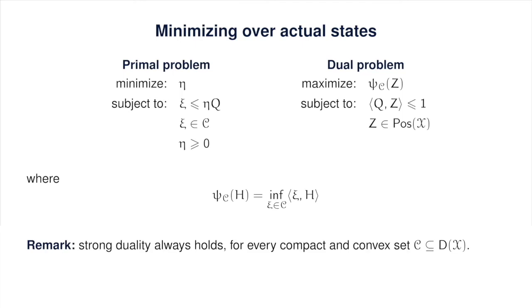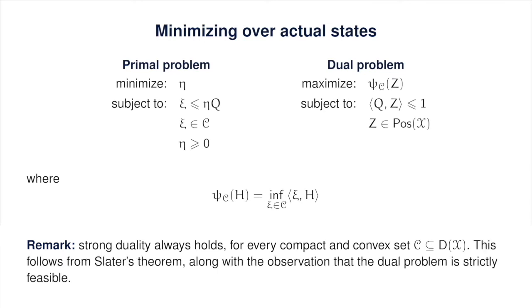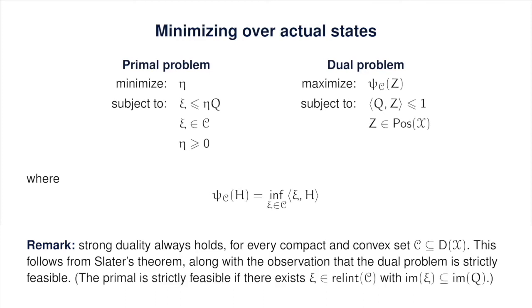Strong duality always holds for this conic program for every possible choice of a compact and convex set C. That follows from Slater's theorem, along with the observation that the dual is always strictly feasible. Now I should stress that the right way to verify this is not to look at the simplified statement of the dual problem written here, but to go back to the expression that refers to K star and to consider the relative interior of that cone. The primal is strictly feasible as well, so long as there exists a state psi in the relative interior of C, for which the max relative entropy with respect to Q is finite.